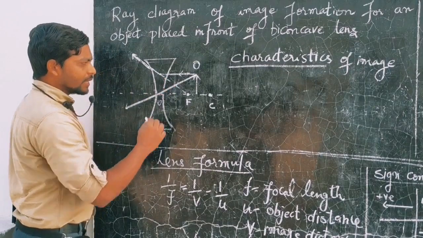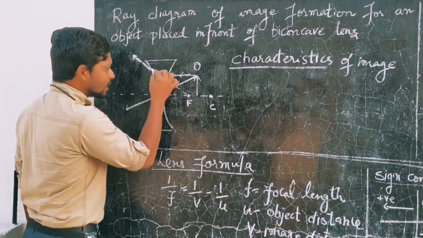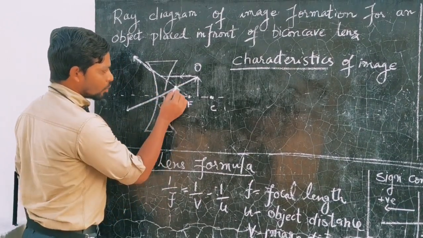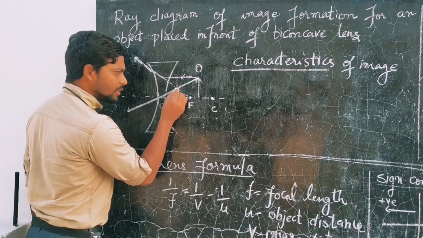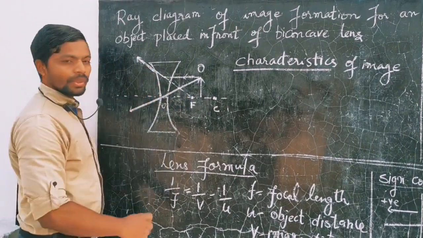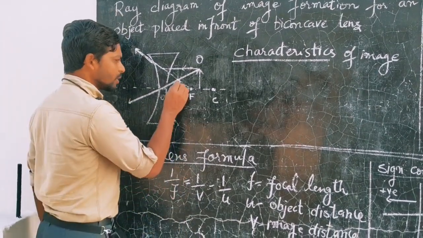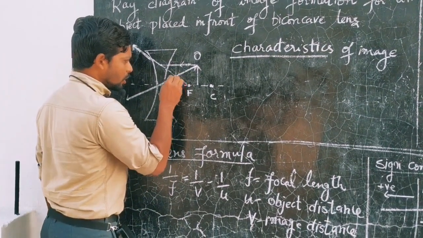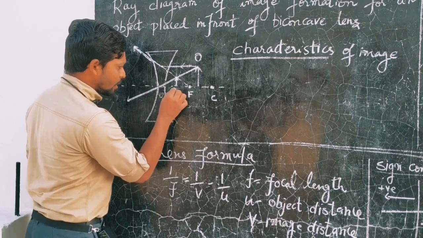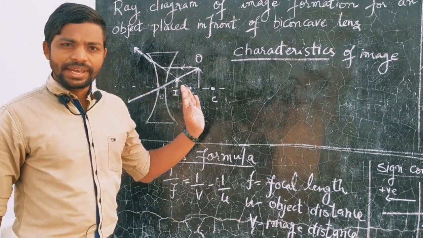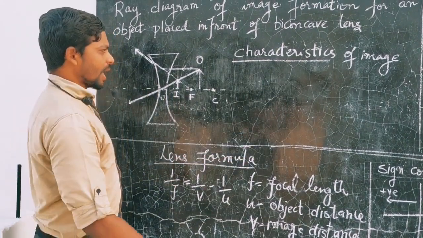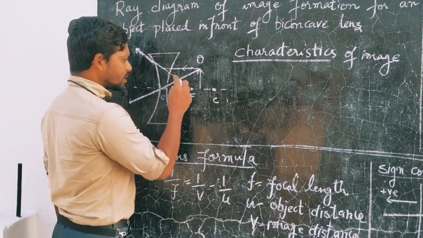But if we extend them backwards, you extend this backwards and you can see here, this is the point where these two refracted rays can meet if they are extended backwards. So here the image forms. This is the object and this is the image. Look at the image, you can assess the characteristics of the image.